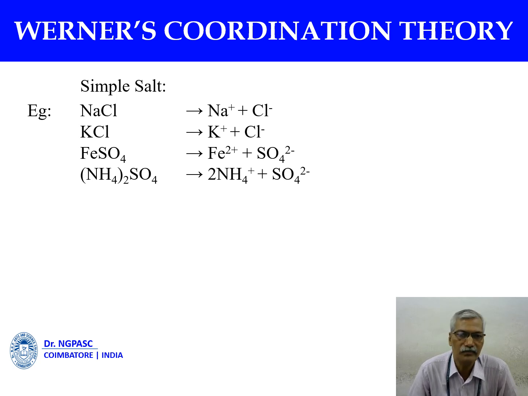For example, sodium chloride furnishes Na+ and Cl- ions. Similarly, potassium chloride furnishes K+ and Cl- ions, as shown in the reaction given here. Similarly, ferrous sulfate ionizes into Fe2+ and SO4 2-. Ammonium sulfate provides 2 NH4+ ions and SO4 2- ion. Why are we learning this? Because we need to understand what is meant by a salt, a simple salt.